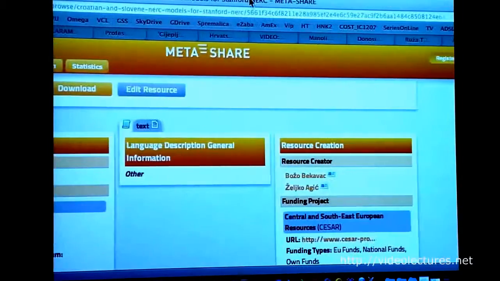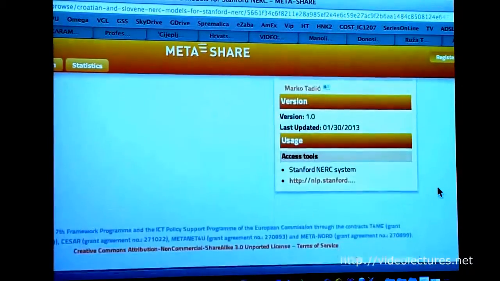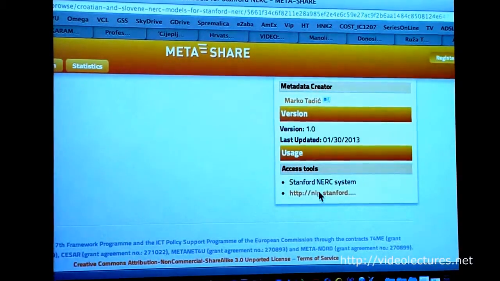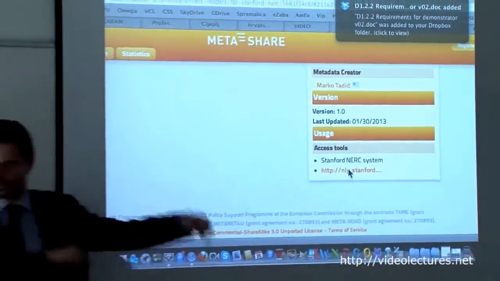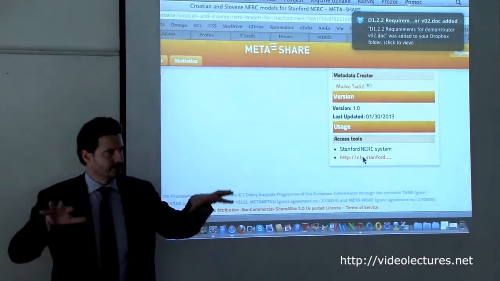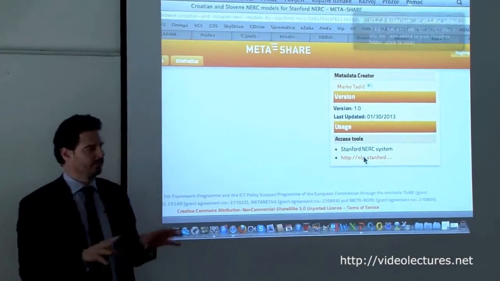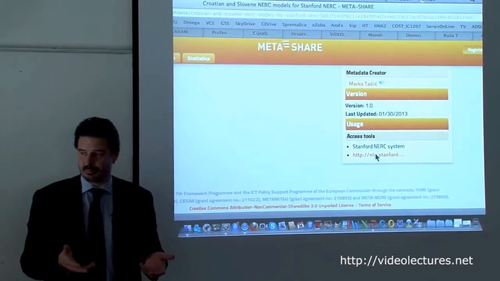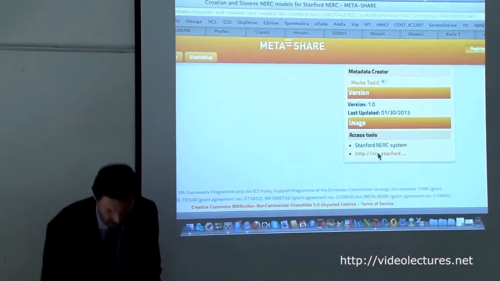and on this side you have all the resource creators and so on, and so you have access to them. So you even have a link to the tool that will use these models. Okay. So all the relevant information is provided for you to download it and use it as easily as possible.